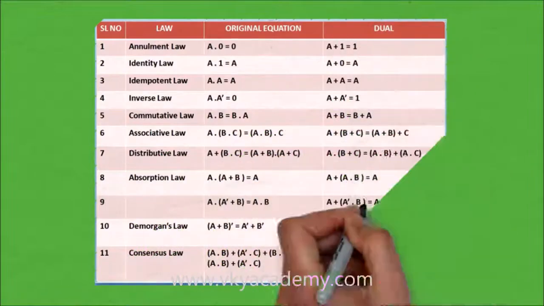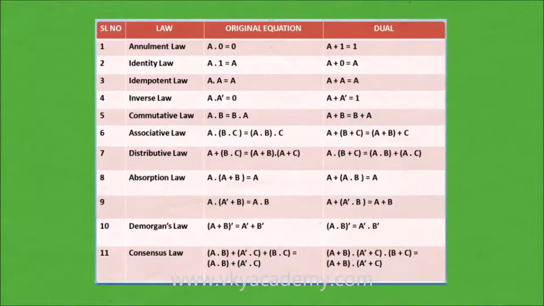Now we have tabulated some of the most important laws and rules of Boolean algebra. The first column is the serial number, the second one is the law, the third one is the original expression, and the last one is the dual of the expression.